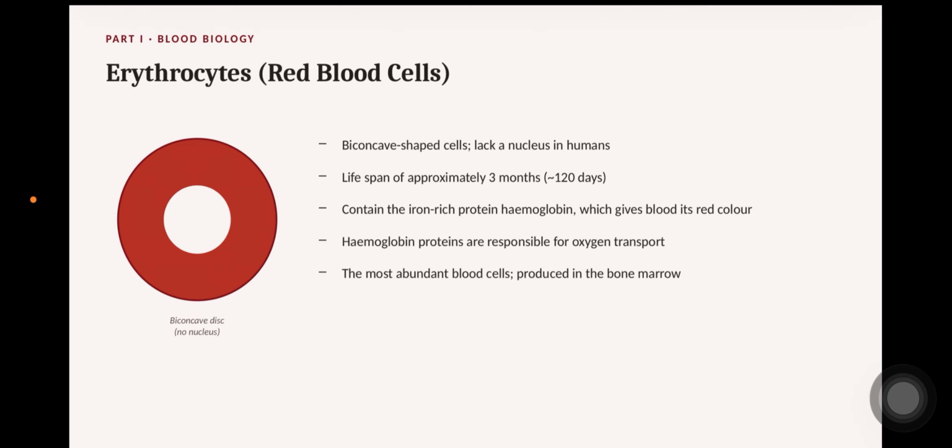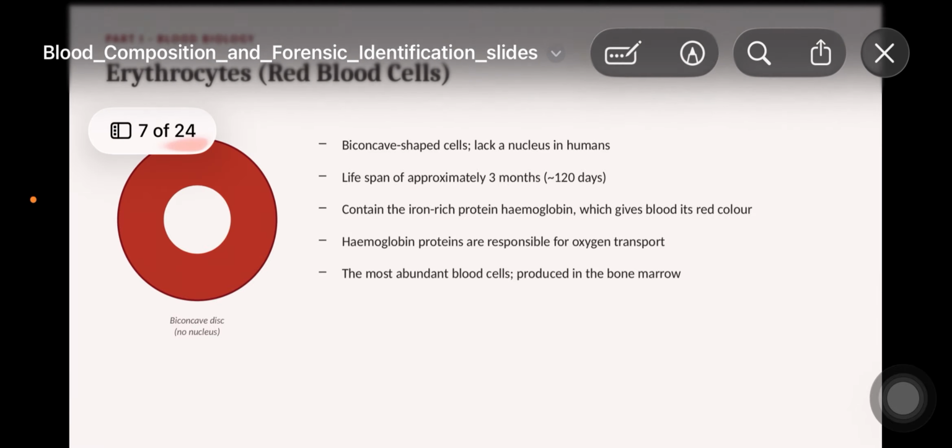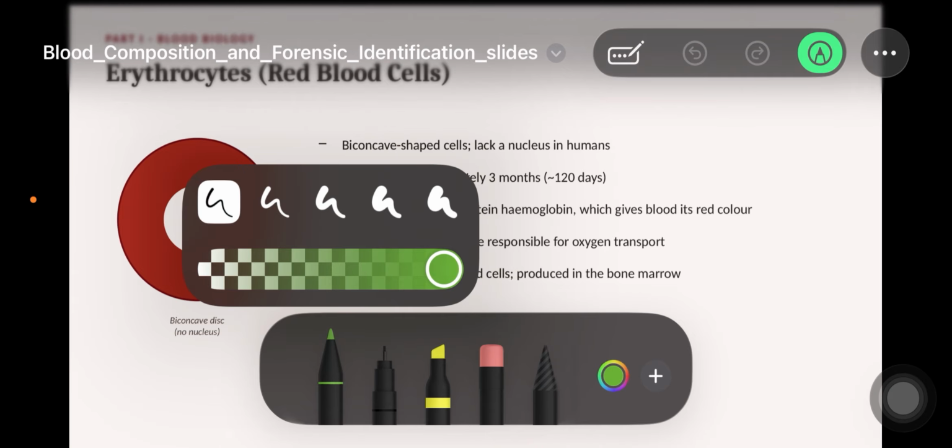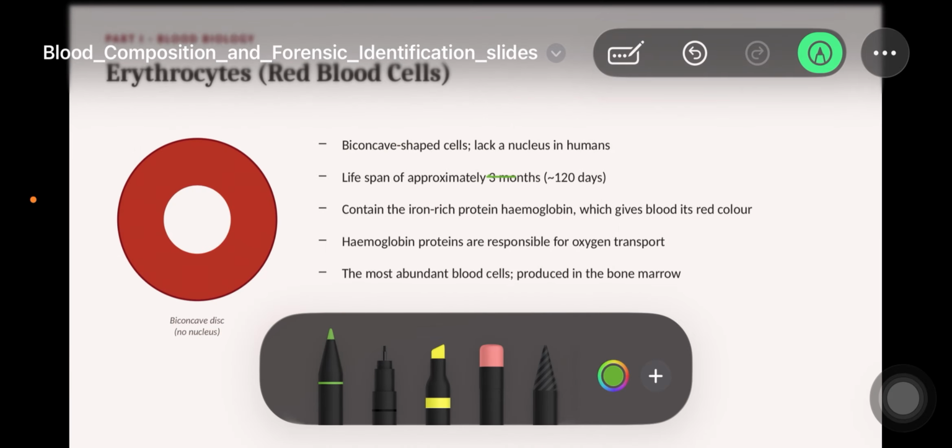This is why the white blood cells are colorless, because they do not have this hemoglobin. Hemoglobin is responsible for the transportation of oxygen. They are produced in the bone marrow. I think there is a mistake. This is not 3 months, this is 4 months.